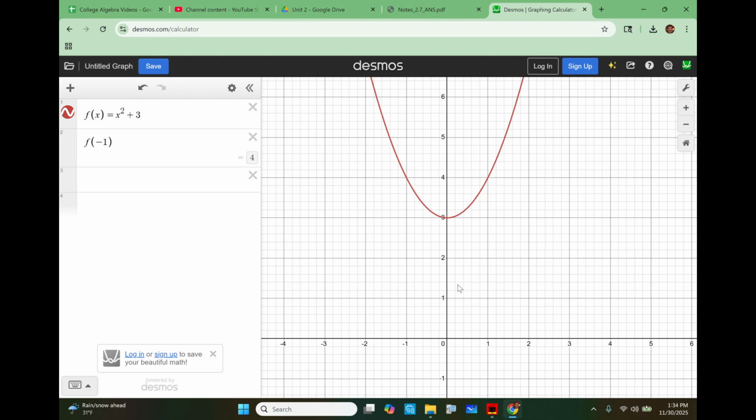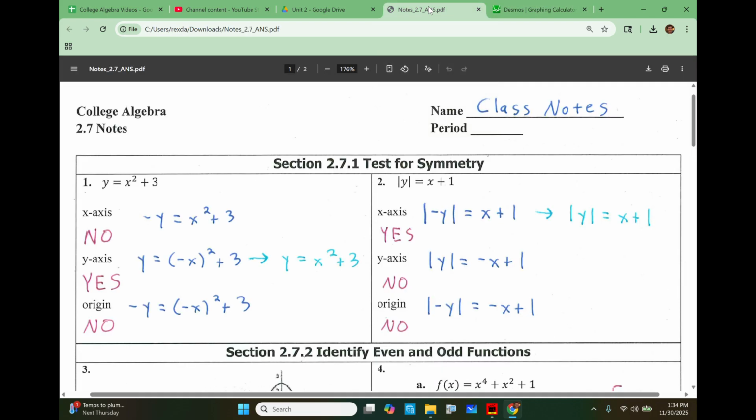And origin symmetry is if you took this and flipped it upside down, it would not look the same, because one would be a parabola up and the other one would be a parabola down. So this one only has y-axis symmetry.